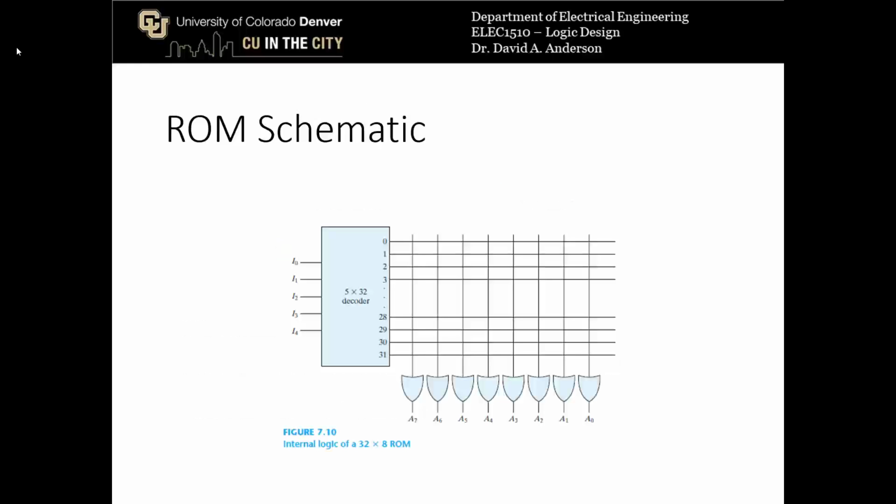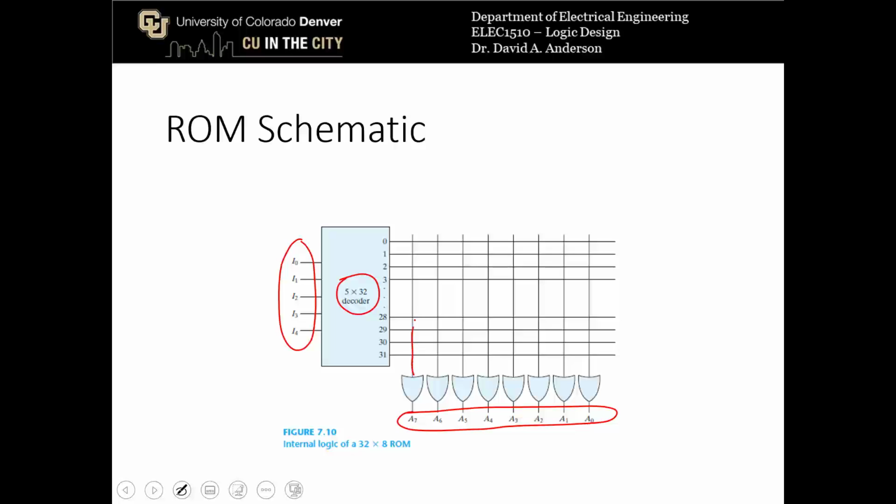Okay, so a ROM schematic in general is going to look something like this, and it's very similar to the structure of the programmable logic array that was shown in the previous video. You have address lines, I0 through I4, in this case 5 address lines, a 5x32 decoder that's going to give you 32 addresses of information. And then there are 8 bits, so there are 8 output lines. Now each output line has an OR gate that's a column connected to all possible address lines.